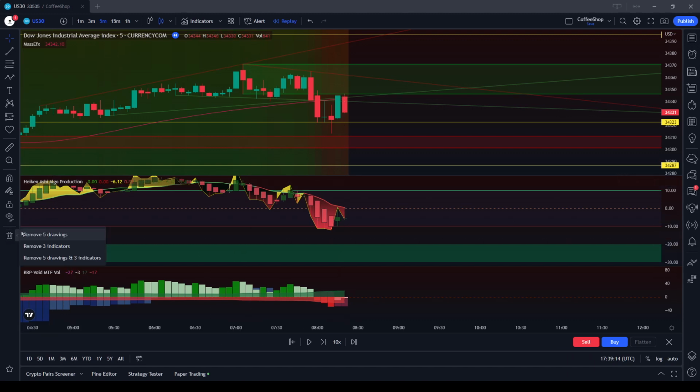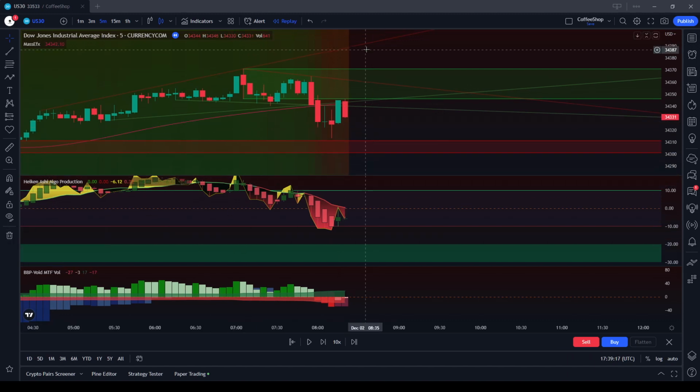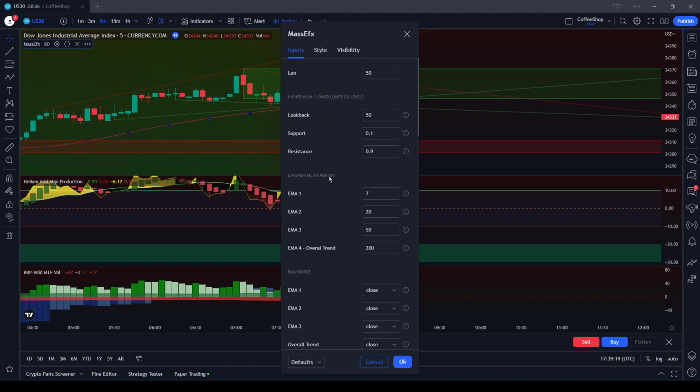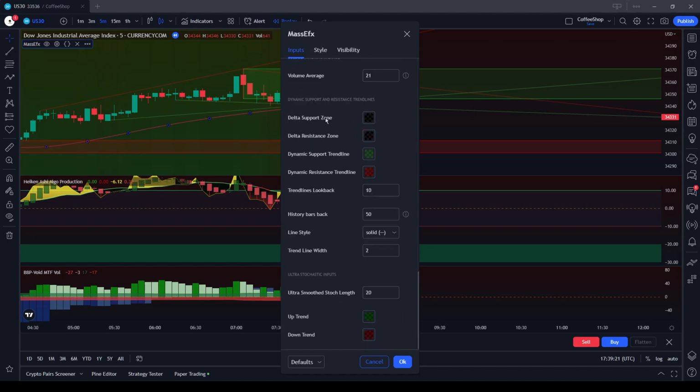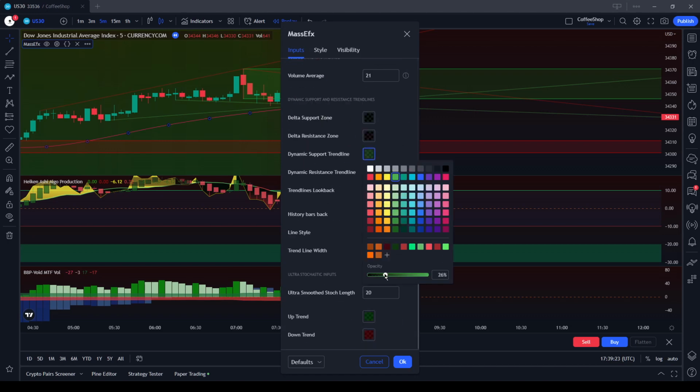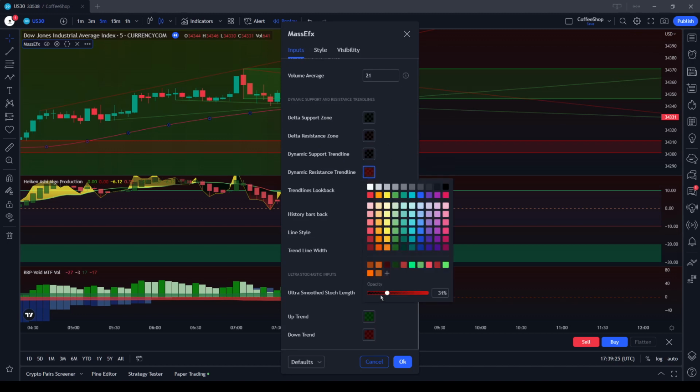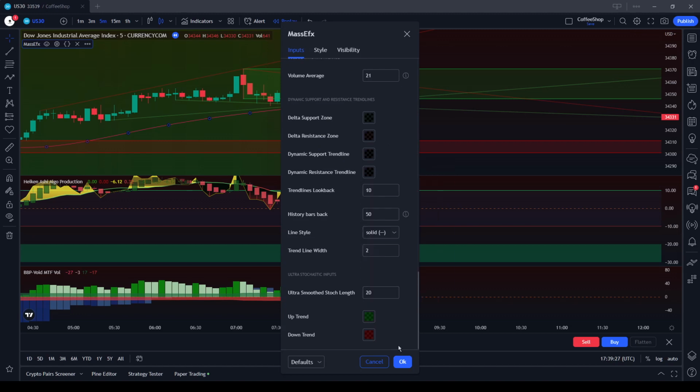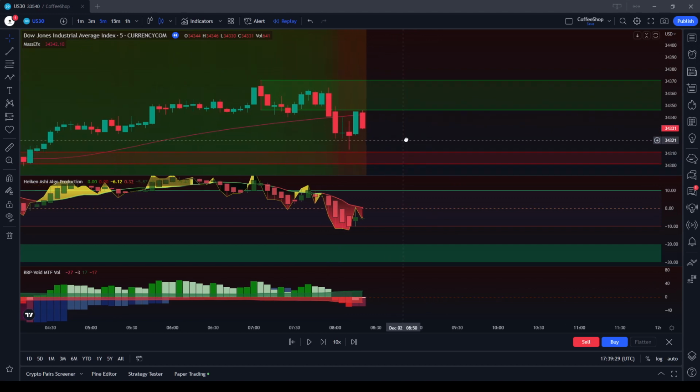I don't need all these things on here. Chart's getting full. Also, I'm going to take off my dynamic trend lines. Let me just turn those off. I'm not really using them. I use them on high time frames. I don't use them on low time frames. There's too much going on there.